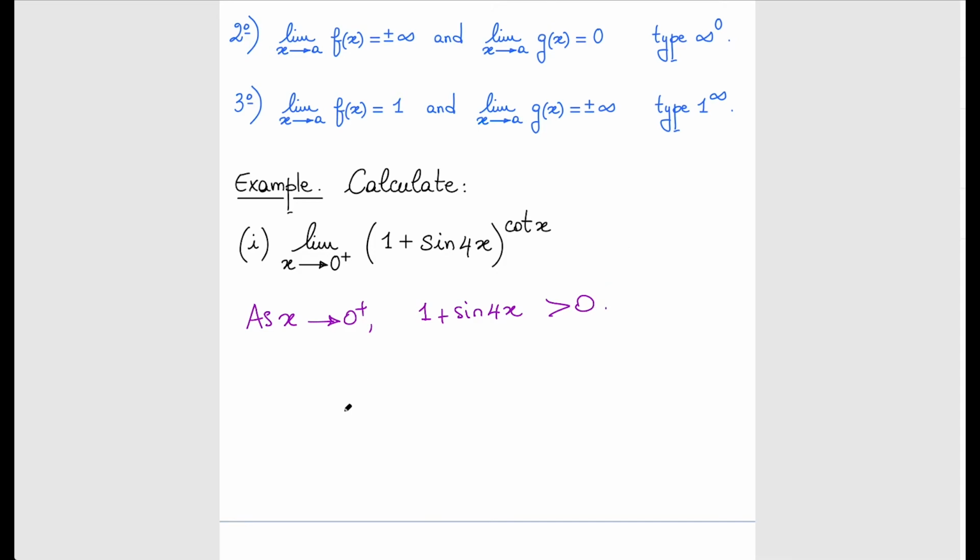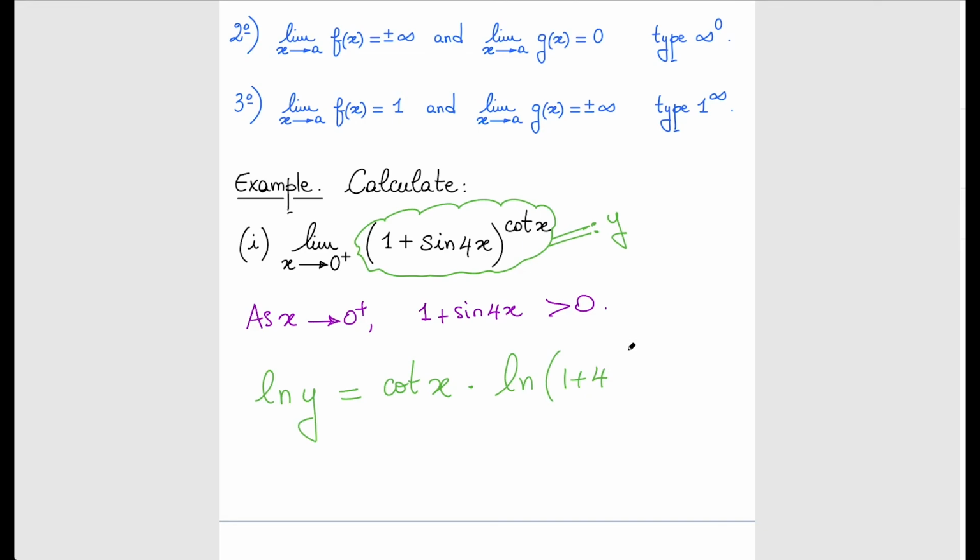Then, what I'm going to do is call this function something. How about we call it y? Let's define this to be y. So, what's ln of y? ln of y is going to be ln of this exponential expression, right? Which means by one of the properties of logs, you can bring that exponent down, correct? And then multiply by ln of 1 plus sine 4x.